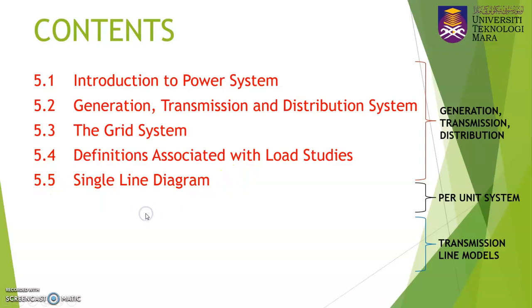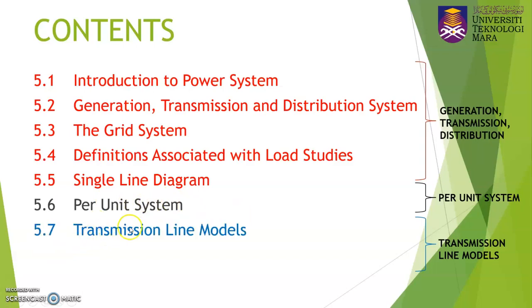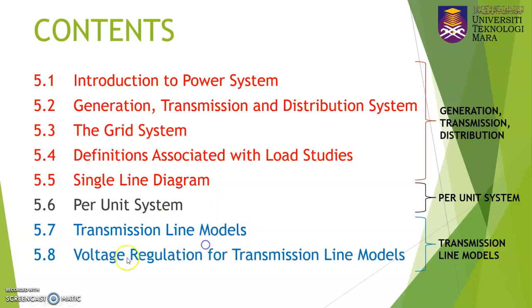Next, the second part of chapter 5 is the per unit system. In this subchapter, we are going to learn the definition of the per unit system and how to do the calculation and analysis based on it. Finally, the third part of chapter 5 is the transmission line models. We are going to see three different types of model, which are short line, medium line, and long line. We are also going to do analysis on the voltage regulation for transmission line models.